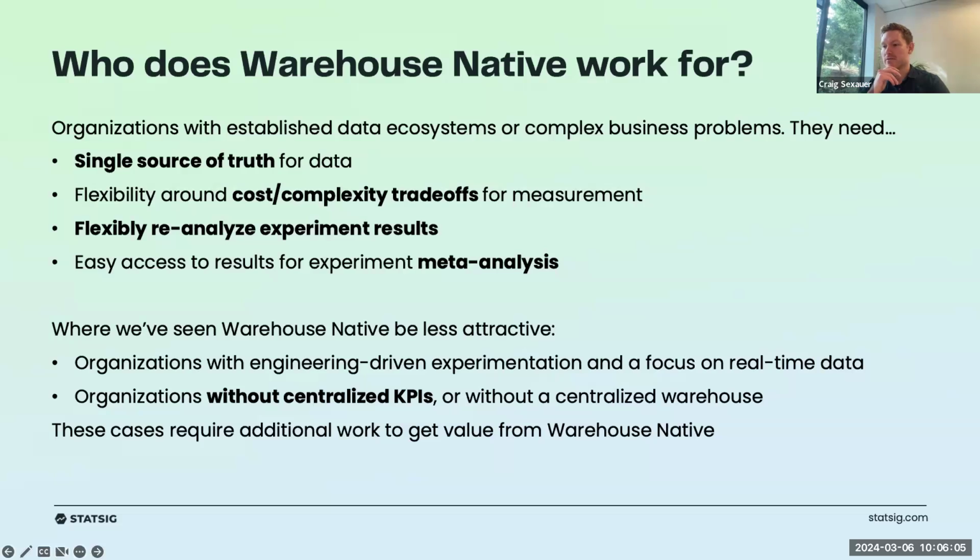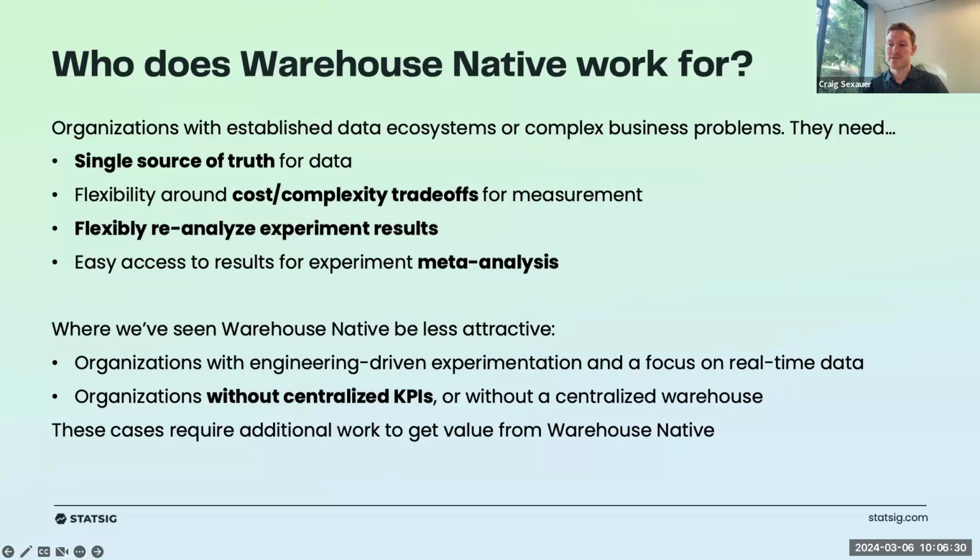Where we found warehouse native works best is organizations that have established strong data ecosystems or complex measurement problems. This is where that source of truth becomes really critical for folks, especially in cloud platforms, which are often event-driven. You'll get a decent amount of jitter between the source of truth data in your warehouse and what you have on an external platform. Warehouse native basically just eliminates this problem.